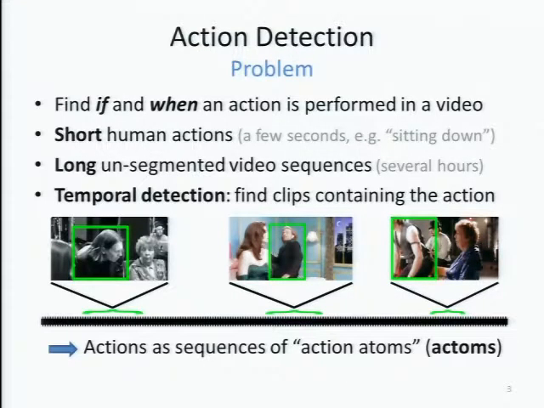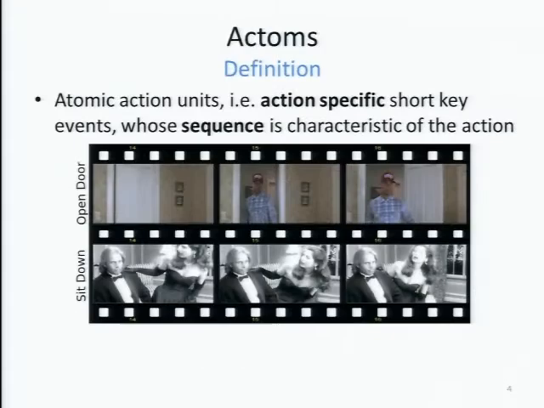And the approach we propose is to model actions as sequences of action atoms that I called actoms in the paper. So what are actoms? They're atomic action units. Put it in another way, they are action-specific short key events whose sequence is characteristic of the action. So here, for instance, you have an example of two Actom annotations, one for the action opening door from the Forrest Gump movie, and another for sitting down.